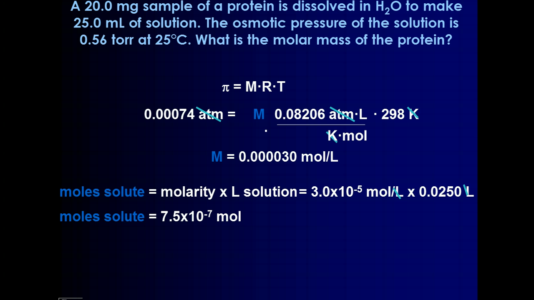If we convert the milligrams into grams and then divide that into the moles of the protein, we will get its molar mass. So that would be 20.0 milligrams divided by 1,000, which would give me 0.0200 grams. Divide that by 7.5 times 10 to the negative seventh moles, and you will get 27,000 grams per mole.